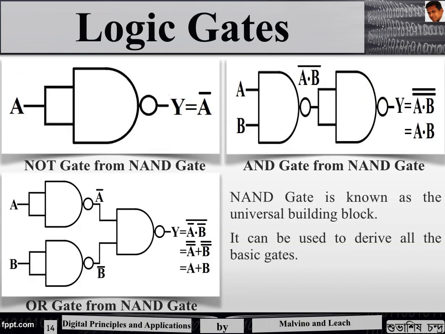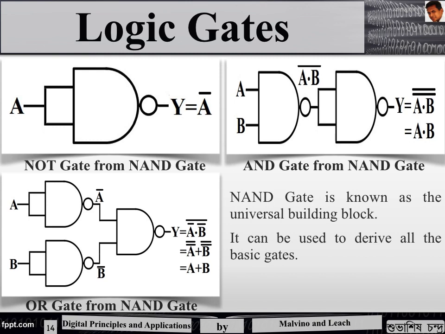Now we'll move on to something called universal building blocks. The NAND gate and the NOR gate are called universal building blocks because all other gates can be derived using these gates. So you can use a NAND gate to create a NOT gate, an AND gate, and an OR gate, and a NOR gate can be used to create a NOT gate, AND gate, and an OR gate.